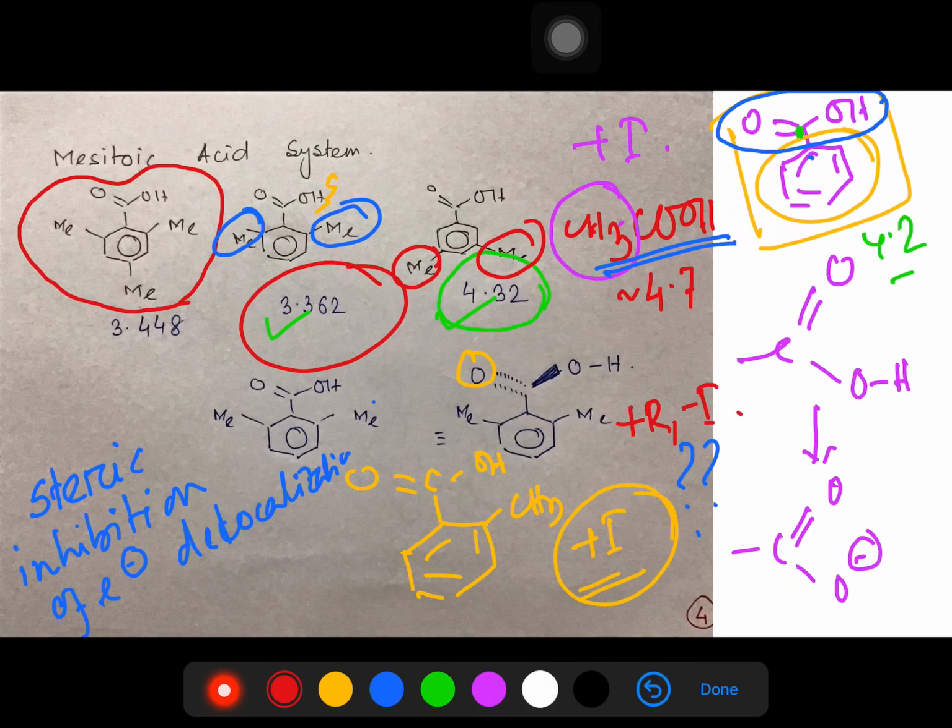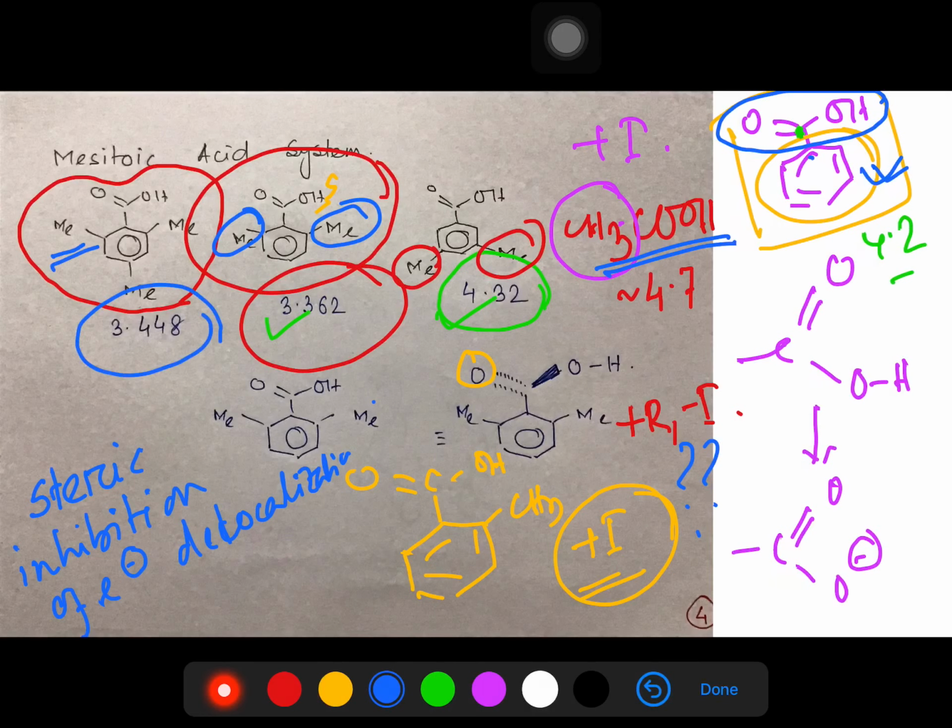So in this case plus R is not occurring, but minus I is occurring, and that is the main actual reason for the higher acidity of this moiety compared to simple benzoic acid. I believe this is a little complicated concept, you have understood, and this thing you can compare with mesitoic acid.